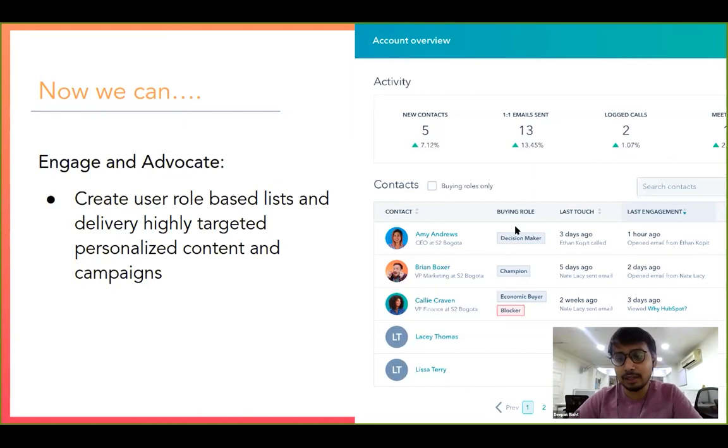And then you see the buying roles. These buying roles are essentially the ones that you can use to create lists, and then use those lists to optimize content, deliver one-to-one email campaigns, and one-to-one personalized landing pages. All of that you can do.